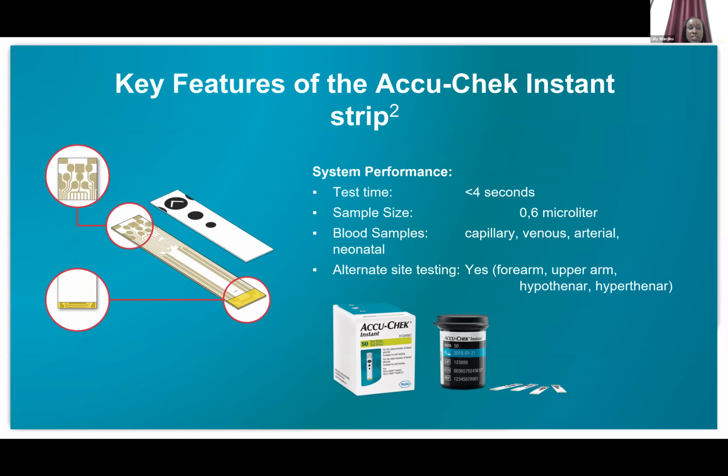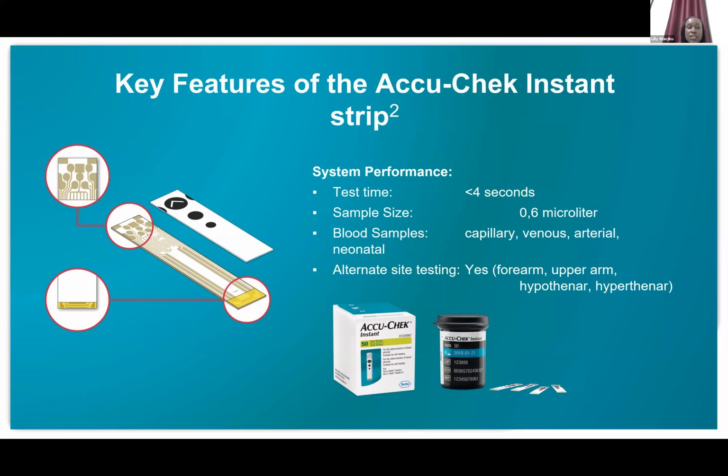So the AccuCheck Instant system comes with a very unique strip. And the uniqueness of our strip is that the performance is excellent. The test time is less than 4 seconds. So if a patient is probably having a hypoglycemia, and we are wondering how the sugar is, within less than 4 seconds, we can actually get a glucose reading. Actually, the reading speed for the AccuCheck Instant meter is 3.75 seconds.